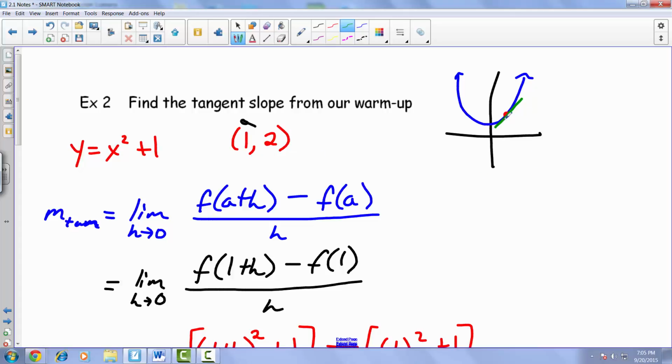And there we can even see it. It is going upwards positively, and it has kind of a steeper slope like 2. So it kind of even matches graphically. Again, that is example 2 from our 2.1 set of notes.